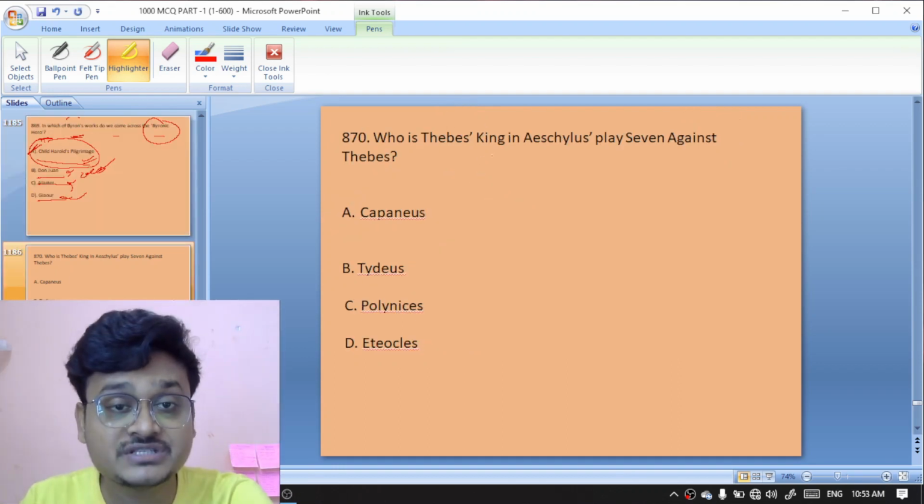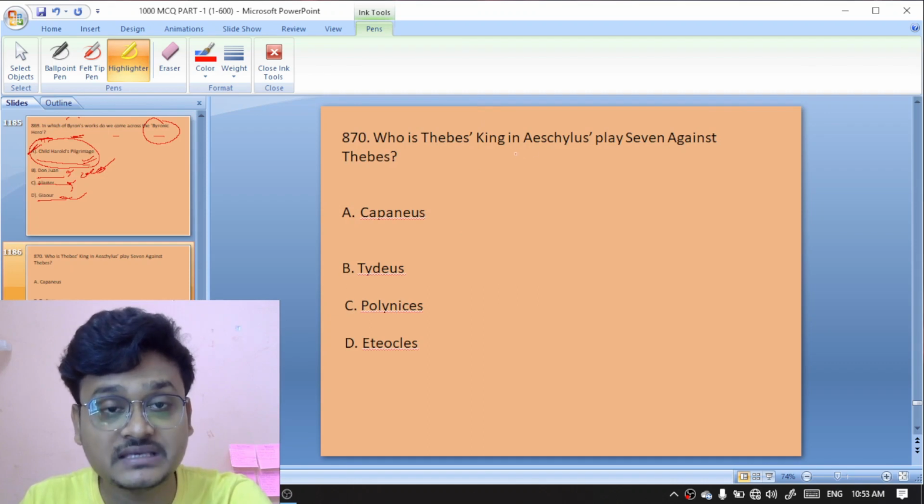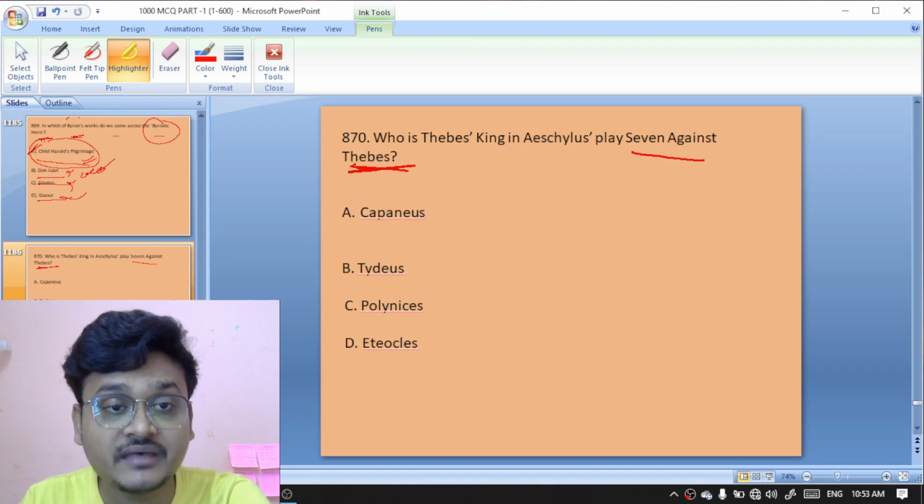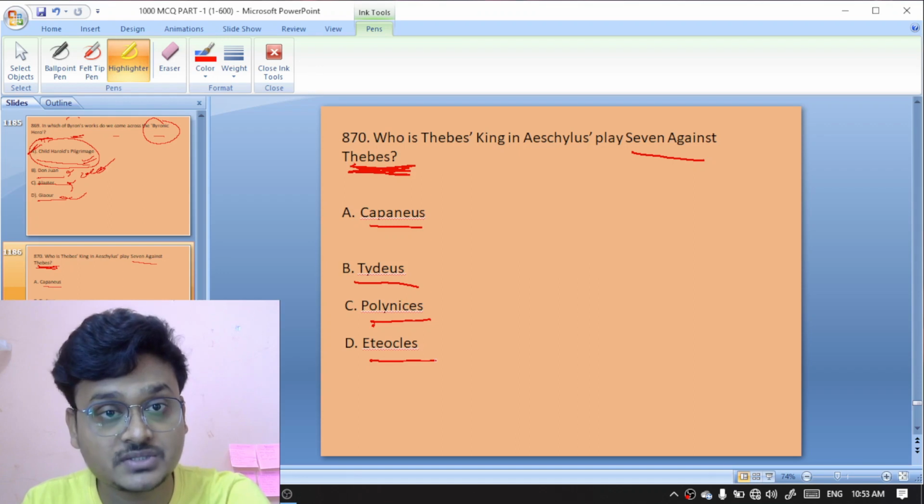Who is the king of Thebes in Aeschylus' play? That is Seven Against Thebes. So here, who is the king of Thebes in Aeschylus' play? Seven Against Thebes. Capaneus, Tydeus, Polynices, Eteocles. So in Seven Against Thebes, the king was Eteocles.